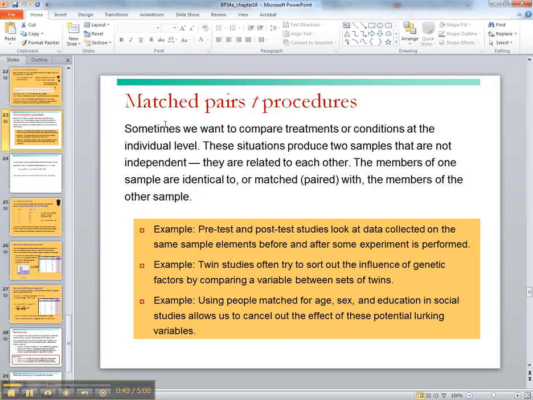We use match pair when we want to compare treatments or conditions at the individual level. These situations produce two samples that are not independent. They are related to each other. So non-dependent, they're related to each other. The members of one sample are identical to or match pair with the members of the other sample. This is the key part right here. Members of one sample are identical to or match pair with the members of the other sample.